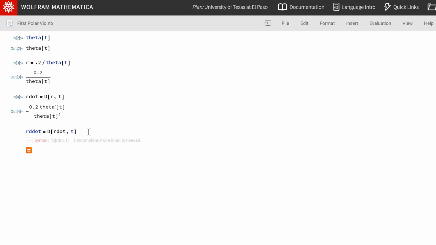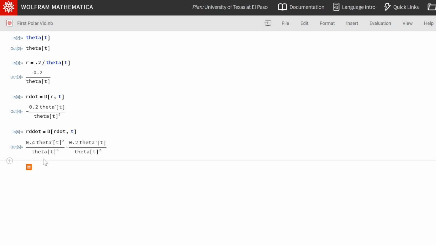Oh, what am I typing? There we go. This is our r double dot term, right? So if you notice, it took me probably about a minute while explaining it to just put in my r and then get my r dot and my r double dot, right? So a lot faster than doing it by hand.